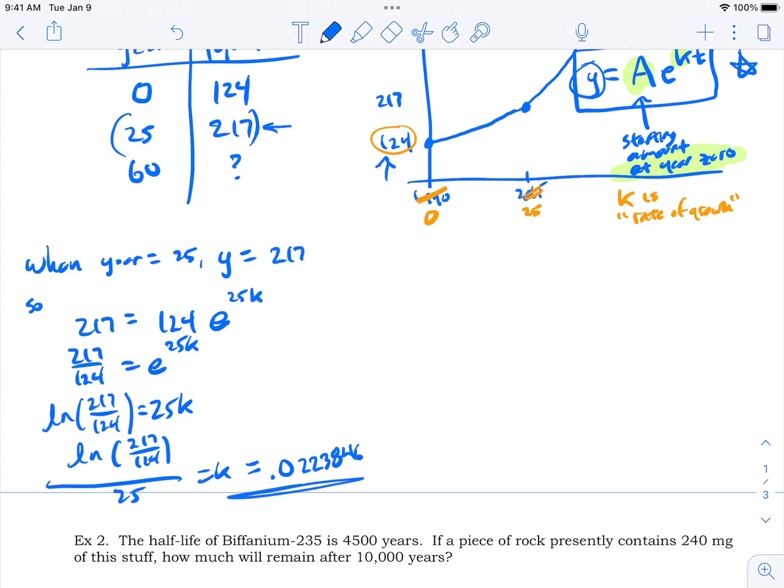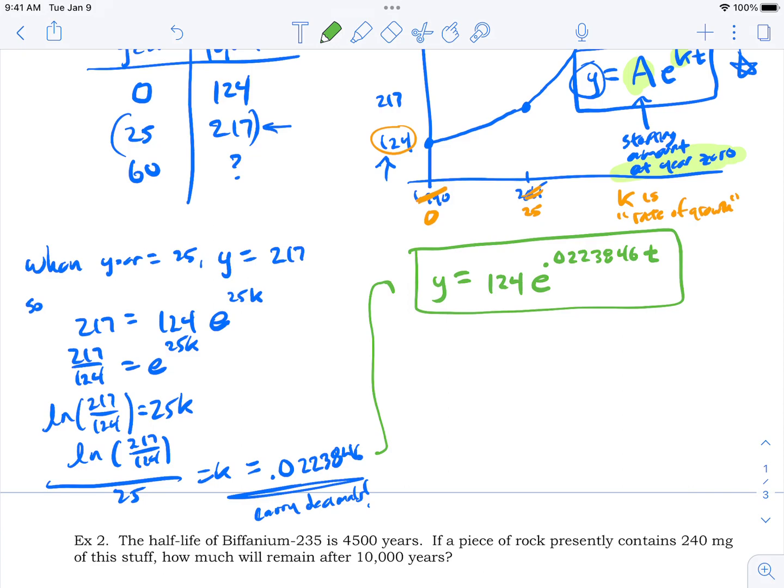You do want to carry some decimals on this, because it turns out this equation is very sensitive to the value you put in for k. So you want to carry a lot of decimals on k to get it to work. But anyway, now that we've got our k, what that really means is that we can write our full equation. So again, A is the starting amount. We start at 124. e to the k, we just worked it out, 0.0223846 times the t. This is our equation. It's the equation of this curve.